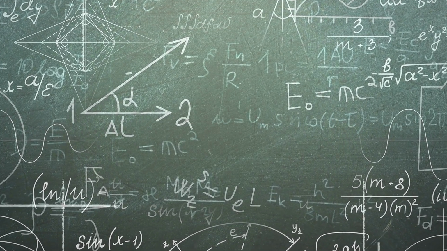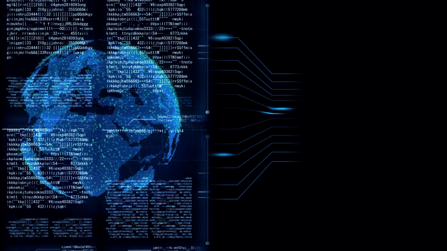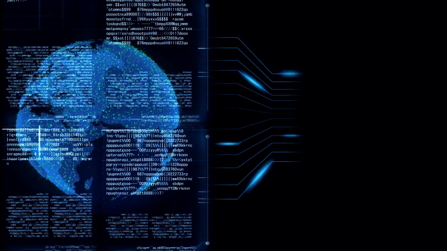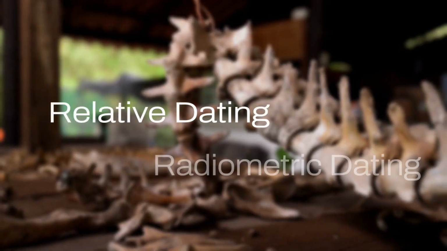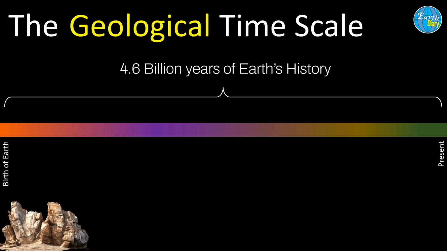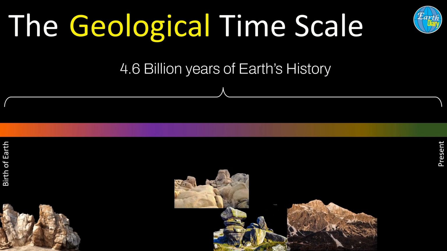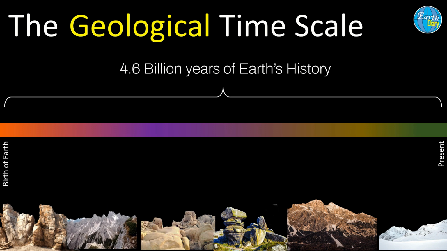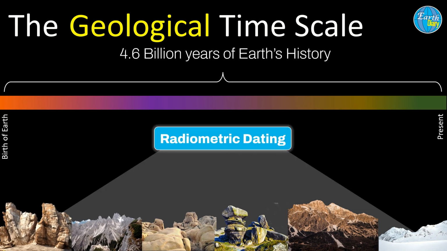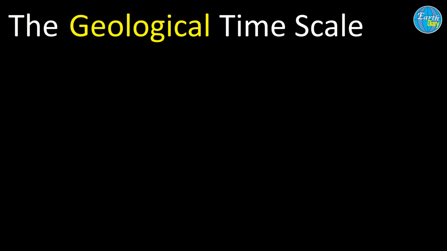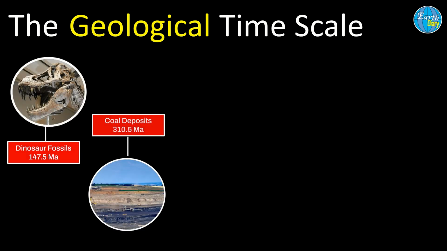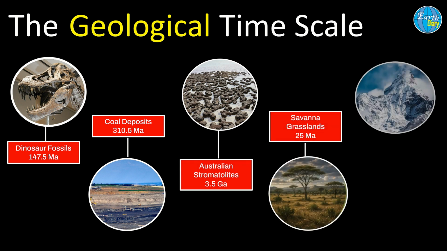So, how did scientists figure all of this out? And how did they reconstruct Earth's massive timeline in the first place? It became possible through two major breakthroughs in geology: relative dating and radiometric dating. Using relative dating, geologists arranged rocks in the sequence they formed, from oldest to youngest, creating a rough timeline of Earth's history. Then later, radiometric dating allowed scientists to assign actual numerical ages to those events. The result? Scientists can now assign real numbers, millions and even billions of years, to Earth's history.